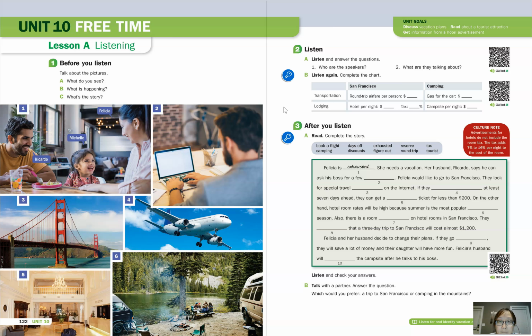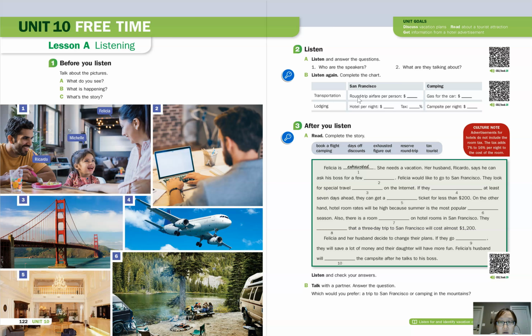Okay, and then now let's look at the chart. So we can see a comparison between San Francisco and camping. So these are the two options they discussed. And we can see some costs like transportation and lodging. So let's make some questions. Okay, so if they go to San Francisco, then how much will the airfare be, the round-trip airfare?